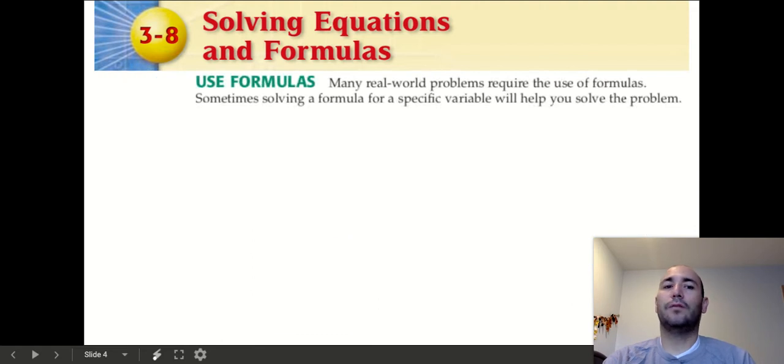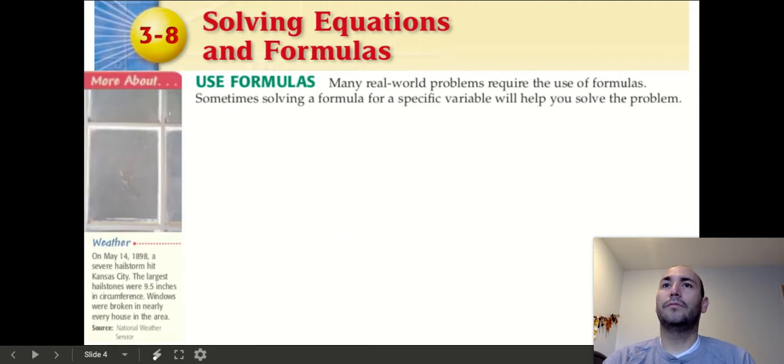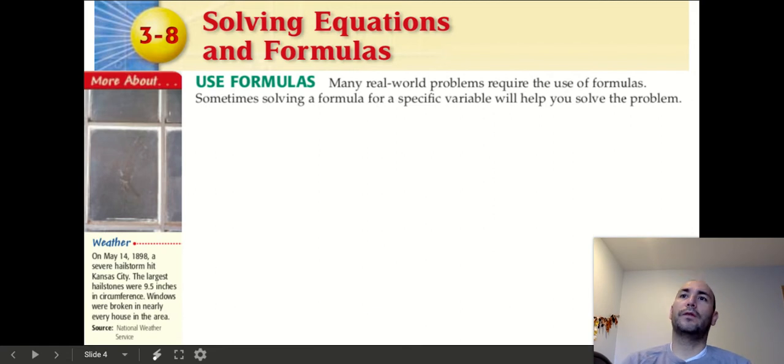Let's go ahead and talk about using formulas. Many real-world problems require the use of formulas. Sometimes solving a formula for a specific variable will help you solve the problem. So let's talk about May 14th of 1898, when a severe hailstorm hit Kansas City. The largest hailstones were 9.5 inches in circumference. That is really, really big. The windows were broken in nearly every house in the area.